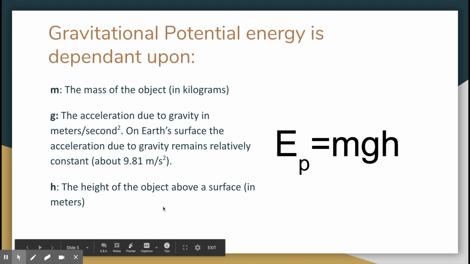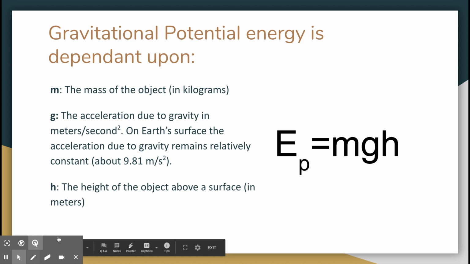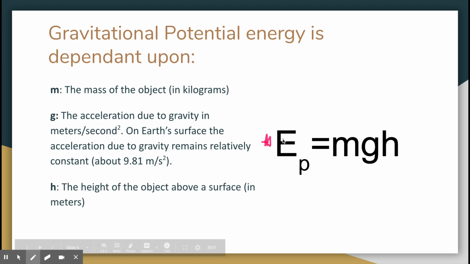So we are looking at smaller masses of potential energy, but it's still gravitational because we're dealing with gravity. So when we are looking at our formula, this is found on your formula sheet, right here. E stands for energy. That little p is important to include because it's talking about potential. We're going to talk about kinetic soon, and that's going to have an EK.